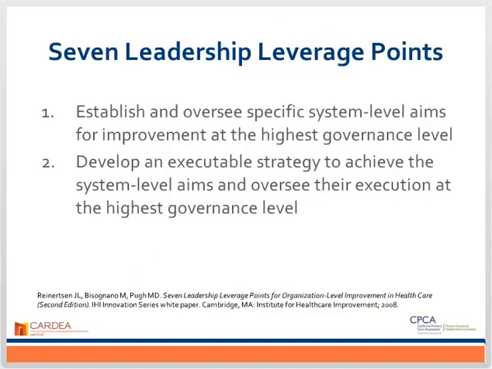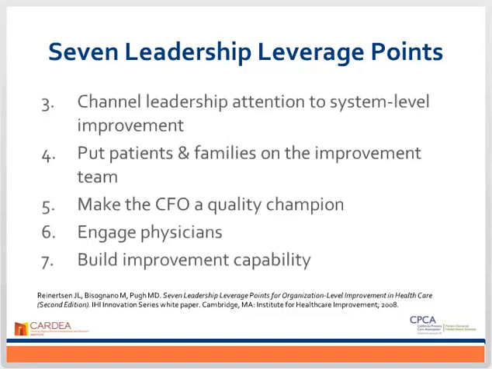These 7 leverage points are, first, establish and oversee specific system-level aims for improvement at the highest governance level. And second, develop an executable strategy to achieve the system-level aims and oversee their execution, again at the highest governance level. Because these 2 leverage points refer to the highest governance level, these are the 2 places for boards to focus. We'll return to these points in a moment, but let's finish reviewing the remaining 5 leverage points.